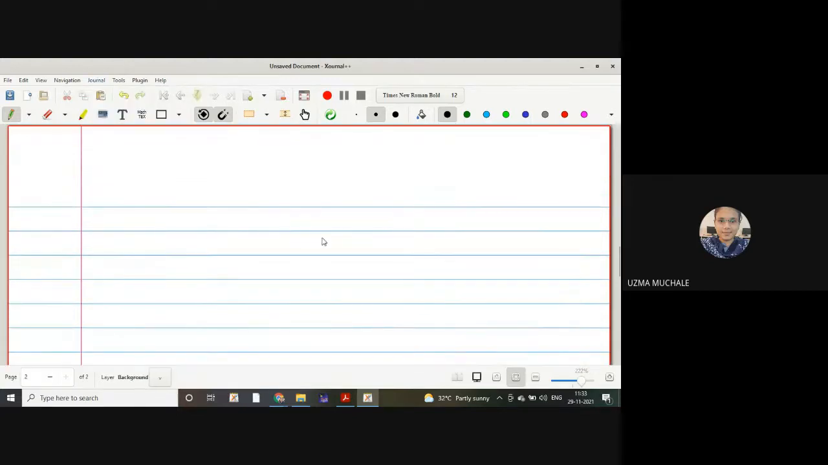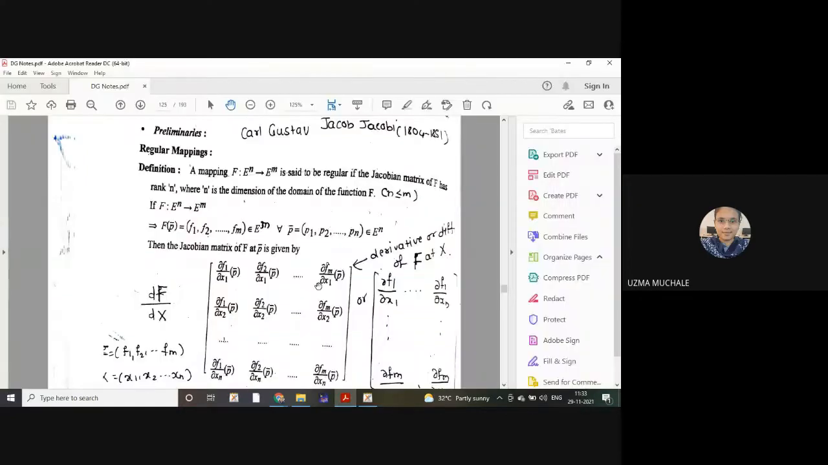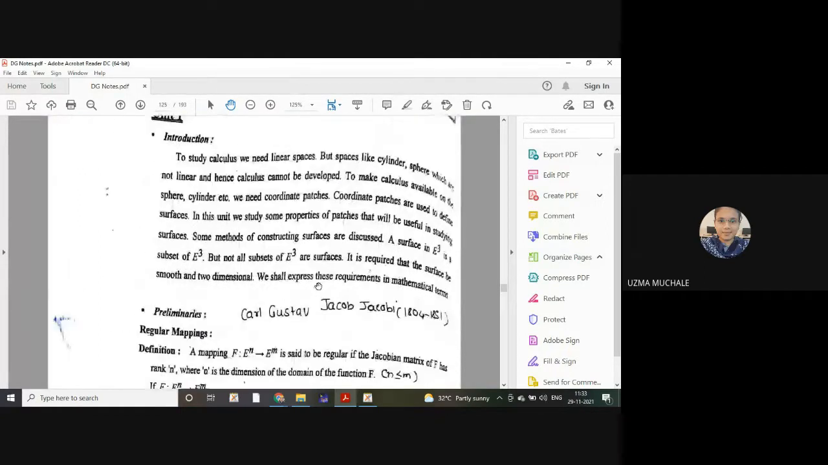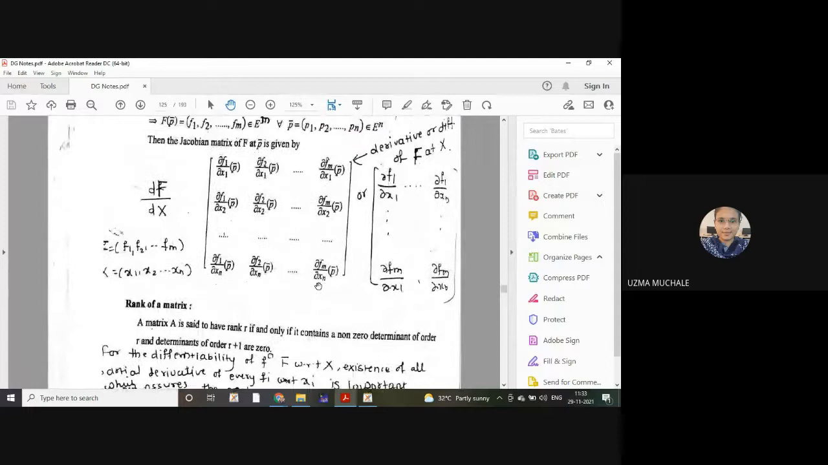So here we have seen the definition of rank of a matrix as well as the regular map. Now, as we know how to find the Jacobian matrix, there are two ways to write it down. Either you can write it with the functions or you can write it with the variables. You can keep a function as it is or you can keep the variable as it is.